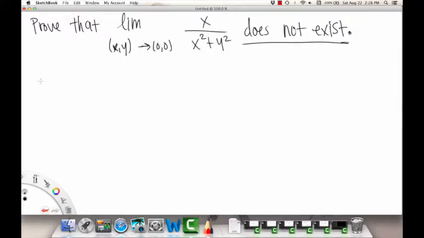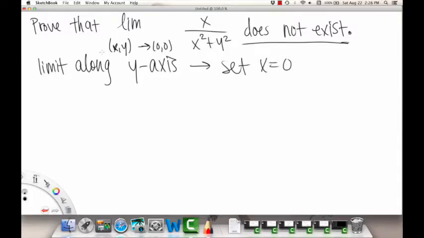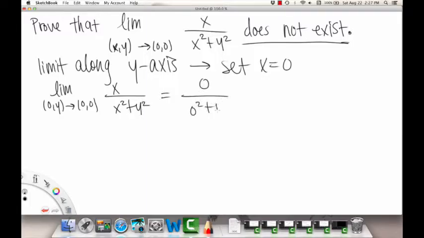So first of all, a good way to start is to check the limit as you approach along the x-axis or the y-axis. That just means you set one of them equal to 0. So let's do the limit along the y-axis first. That would be setting x equal to 0. So we have the limit as (0,y) goes to (0,0) of x over x squared plus y squared. That's going to equal 0 over 0 squared plus y squared. This is just equal to 0, which is fine.